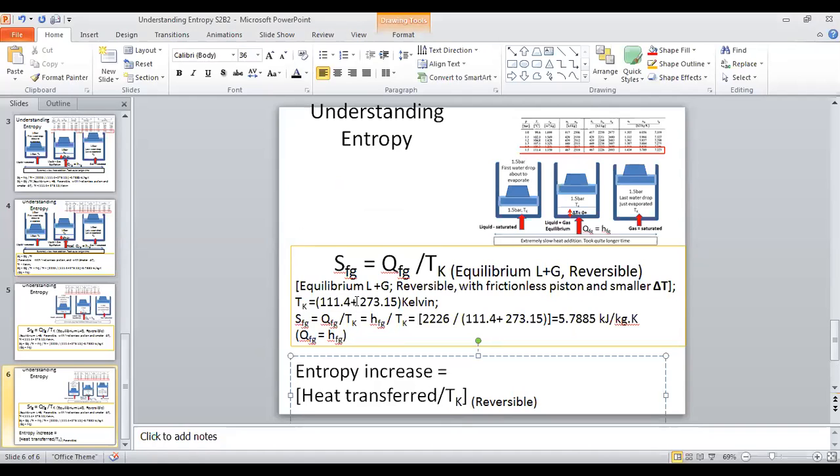Entropy increase. Same as the previous case. In the previous case, Q_FG is the heat transfer, divided by T_K, where T_K is the temperature in Kelvin. From the previous case, the entropy increase is S_FG.